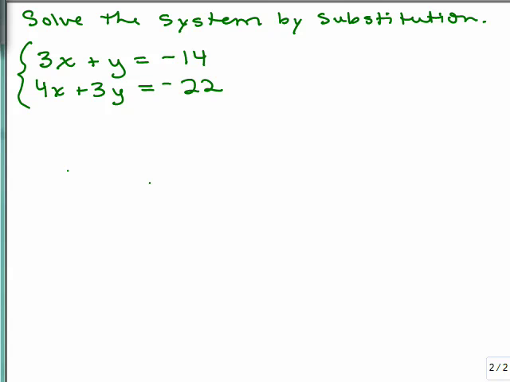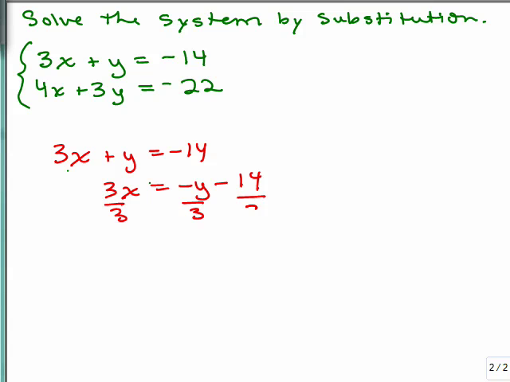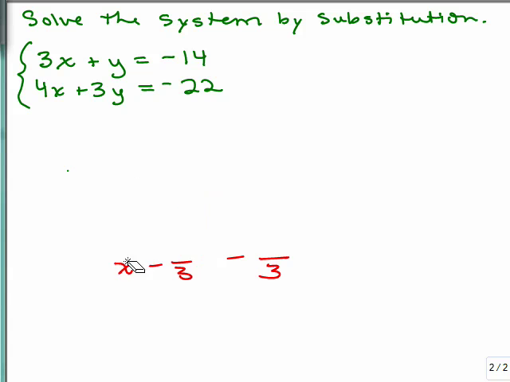For instance, in the first equation, if I wanted to solve for x, let's just see what that would look like. 3x plus y equals -14. If I solve for x, I would subtract y from both sides. Then I'd have to divide by 3, and x would be -1/3 y minus 14/3. Ugh, that'd be yucky to have to plug into the other equation, all those fractions. So, not easy.